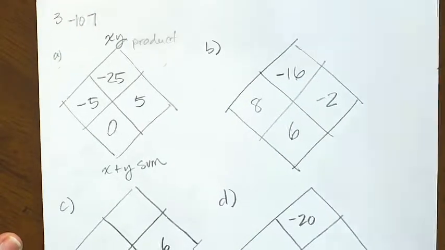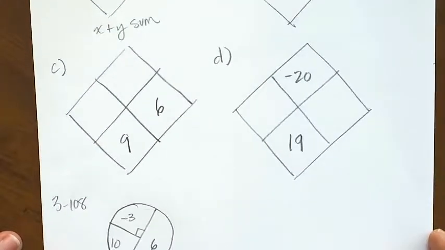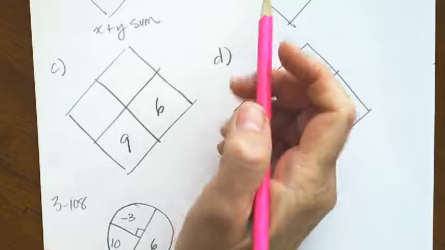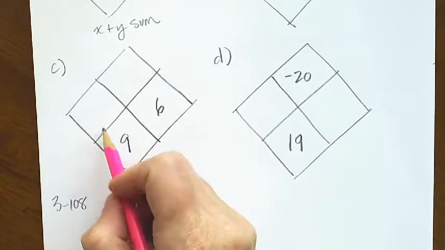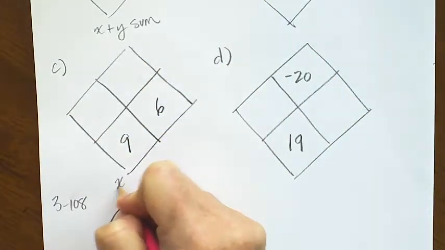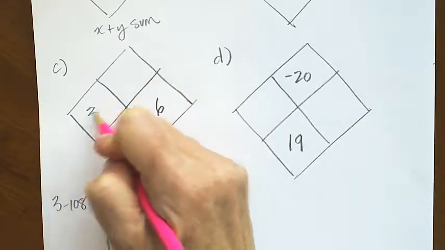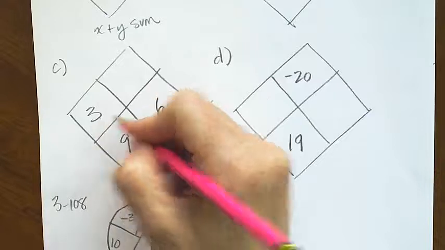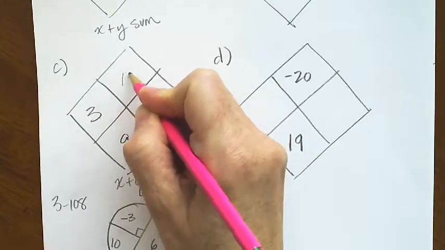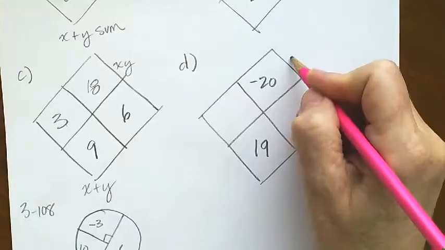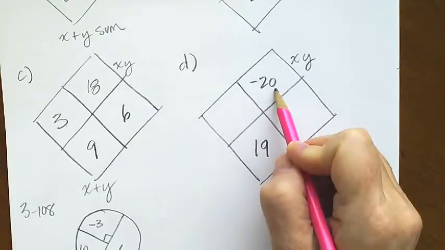You might need to pause the video to draw all of your diamonds as you go along, or before you start. So here we're trying to figure out, what can I add? Remember, this is x plus y. What can I add to 6 to get 9? Well, that's easy, 3. And then 3 times 6 is 18. That's your product.